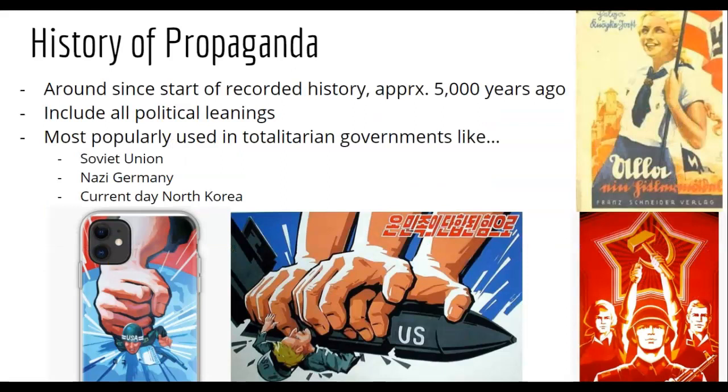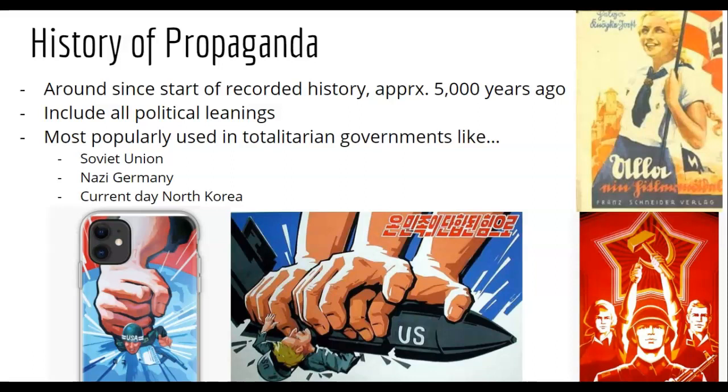So history of propaganda. It's been around since recorded history, approximately for 5,000 years. So this isn't a new idea that came out of recent history. Politicians have been doing it forever. Governments have been doing it forever, to convince its people to follow their direction. This includes all different political leanings, so it doesn't just concern communists. It also does, capitalists have done it, democracies have done it, totalitarian regimes have done it, Obama's done it, Trump has done it, Hillary Clinton has done it, Bush has done it, everybody has done it.